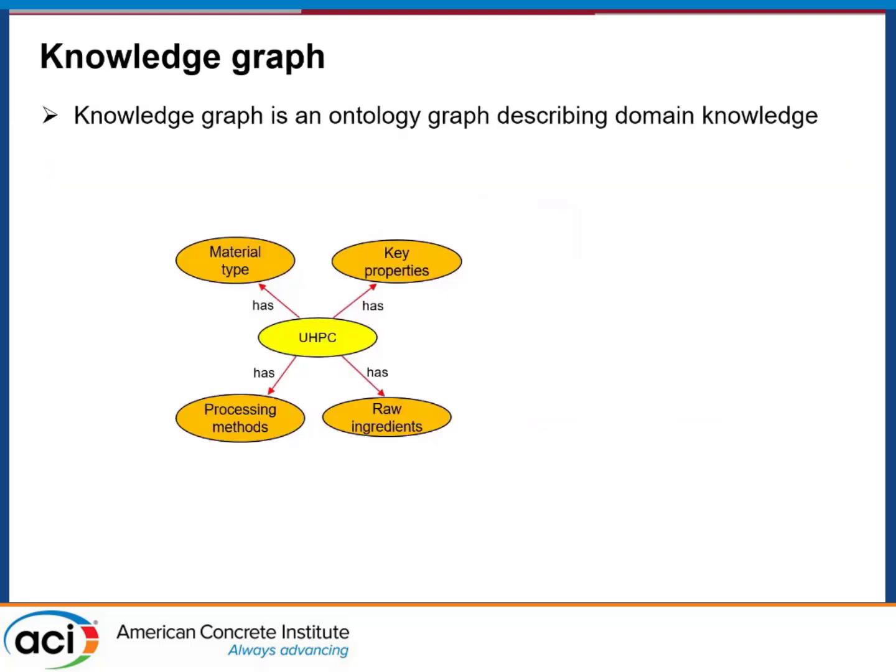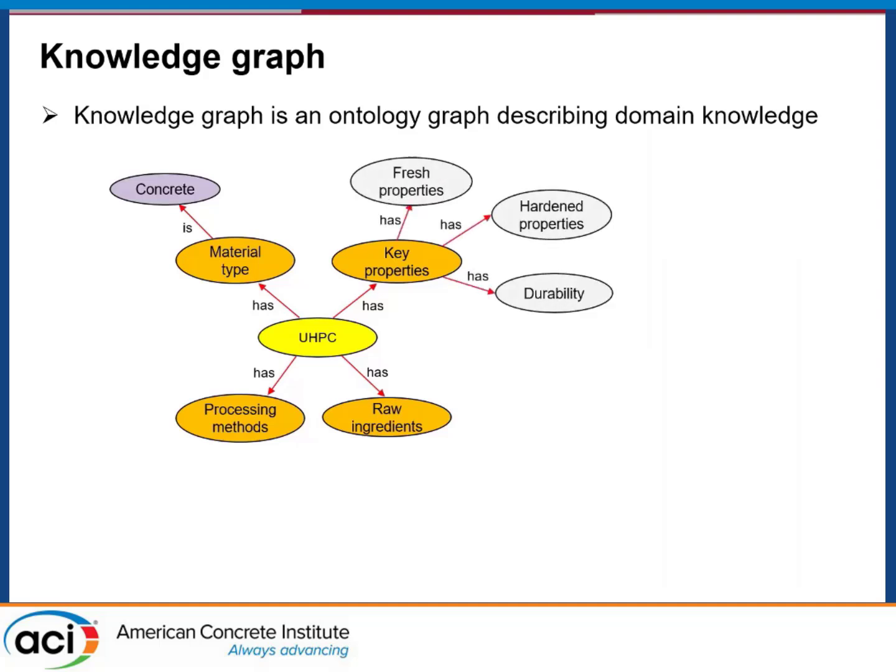So as a key feature of the knowledge-guided machine learning, the AI designer, the knowledge graph here is an ontology graph describing the domain knowledge, the UHPC knowledge. So here shows the example. As you can see, you can clearly see the key components of UHPC, and you can see the definition of the UHPC. The key properties include the fresh properties, hardened properties, and durability.